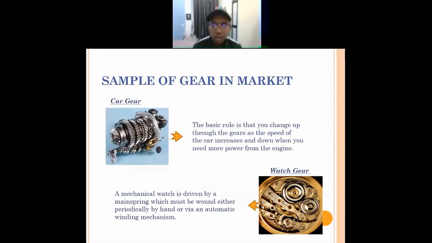So basically, the theory is the smaller the radius of the gear, the higher the speed the car can go. So next for the watch gear, basically it is driven by a mainspring which must be wound either periodically by hand or via an automatic winding mechanism.